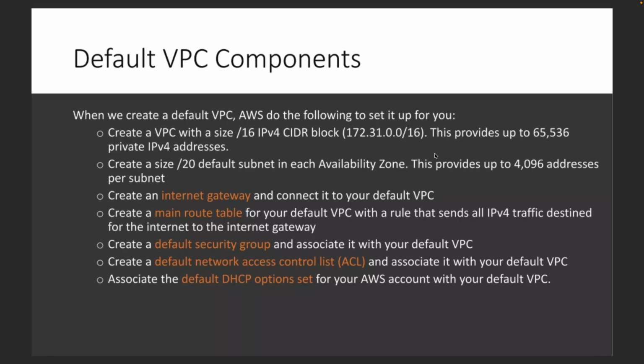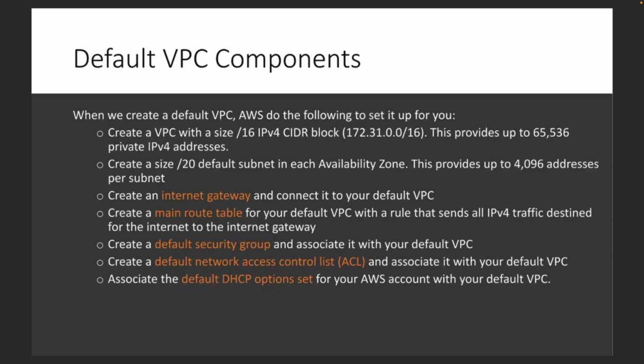Okay, so now we're going to go a little bit into default VPC components. When AWS creates a default VPC, it automatically sets up several components. Let me walk you through what parts get configured. First, it creates a VPC with a size of 65,536 private IPv4 addresses, plenty of room for most applications. Second, it creates a default subnet in each availability zone with about 4,000 addresses per subnet, distributed across different physical locations for high availability. And third, it creates an internet gateway and connects it to your default VPC. This is your connection point to the public internet.